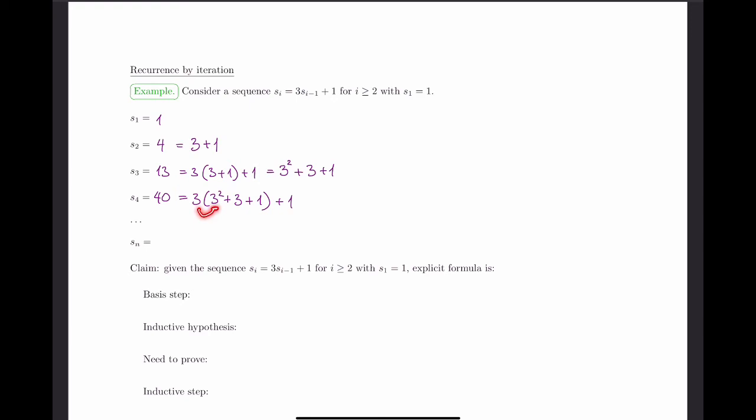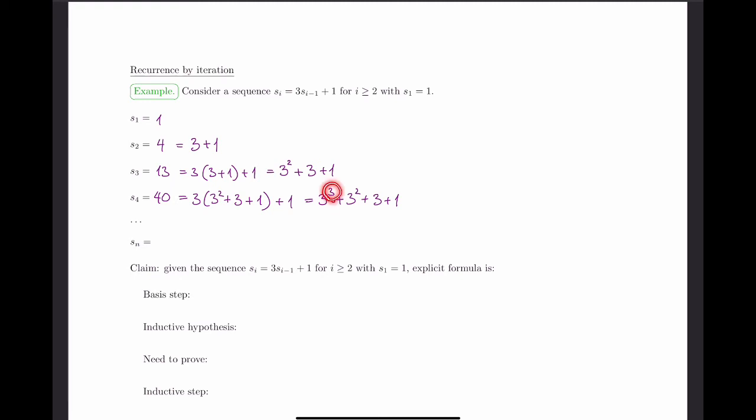I'm going to get 3 cubed from the first term. And then I'm going to get 3 squared plus 3 plus 1. And now the pattern emerges. What seems to happen is I keep the previous term and I add the next power of 3 to it. So my guess is going to be that that's how the pattern is formed.